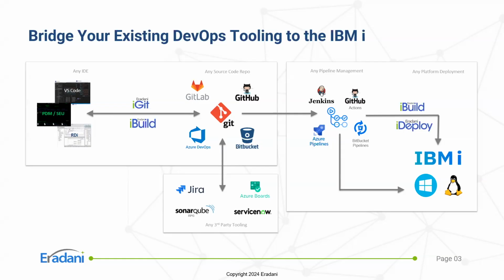Sure. Question says, that's all well and good, but does this mean that if I want to work with Git, all of my developers have to work with it? Is it impossible to have a mixed setup where some developers are working in SEU on the IBM i while others are working against the Git repo in Azure?